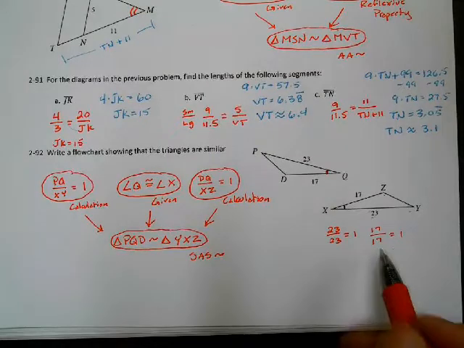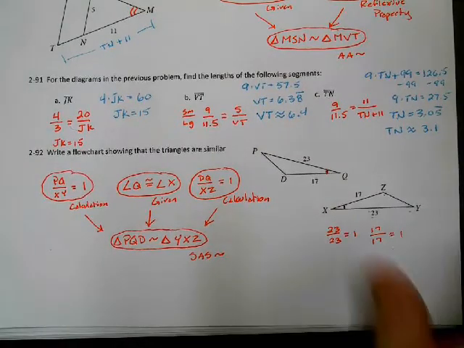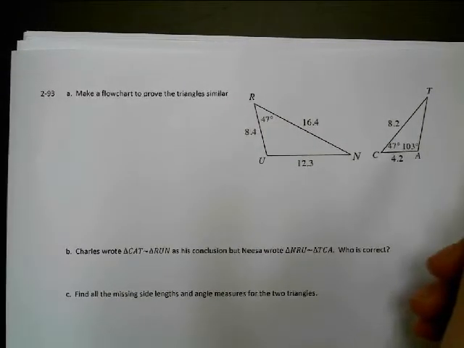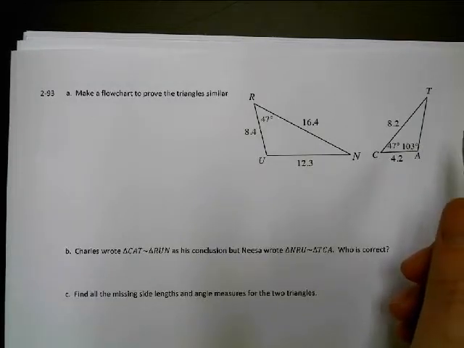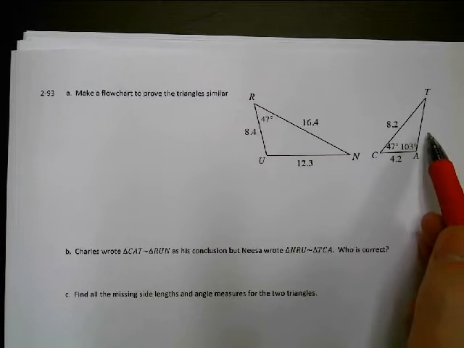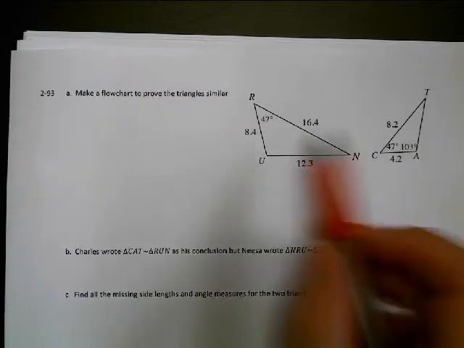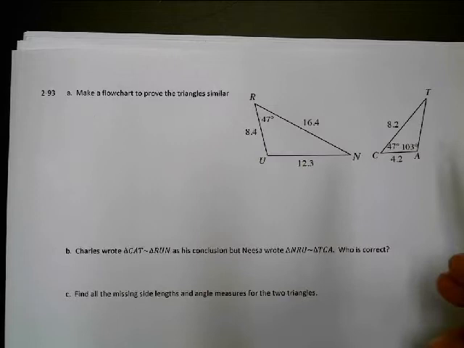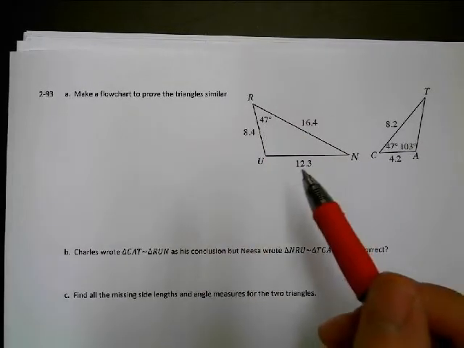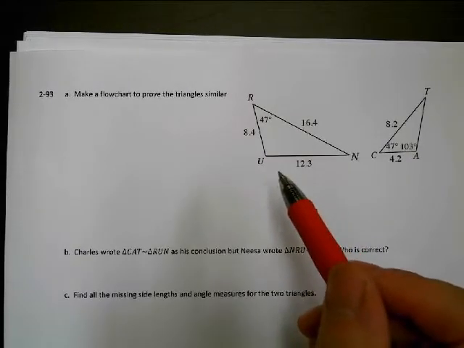All right, backside, almost done. Make a flow chart to prove the triangles are similar. All right, let's see what we have here. I've got all three sides on this one, but I don't have all three sides on that one, so I can't use side, side, side. I've only got one angle here. So I have two angles on this one, but I have only one angle here. So that means I cannot use angle, angle, because I would need two angles right here. So we're down to side, angle, side again.